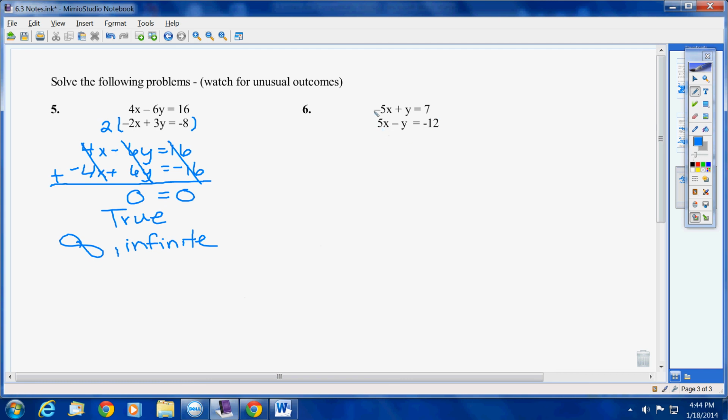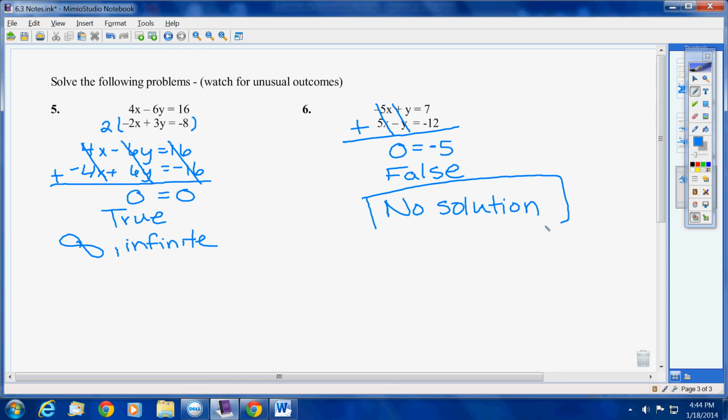Number 6. I've got 5 minus 5, so when I add them together, those are going to equal 0. Well, that cancels out to equal 0. My y's cancel out to equal 0, so I get 0 on the left side. And 7 minus 12 is negative 5. Well, that's false. 0 doesn't equal negative 5. That tells us that we have no solution. That means the lines are parallel. So you should get an x variable, a y variable, and if they both cancel out, you're going to have one of these two special cases.